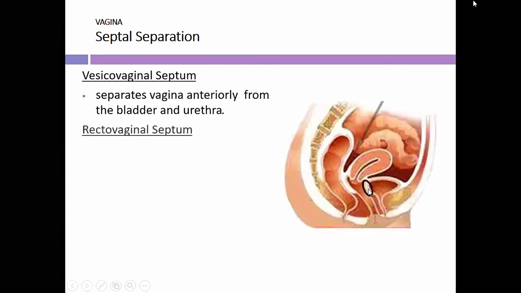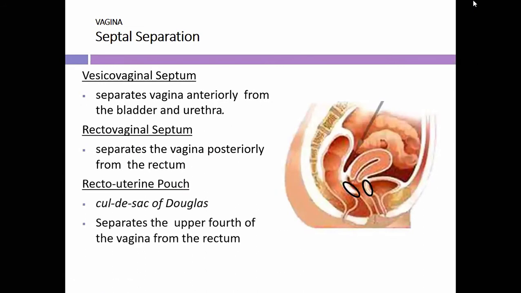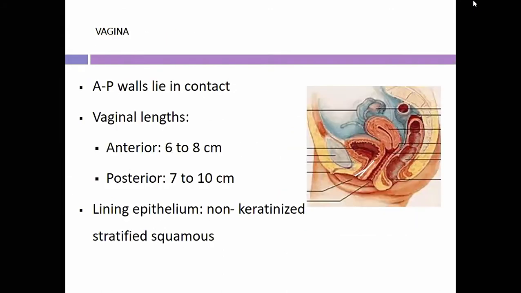And then there is also a septum which separates the vagina from the rectum, which is the rectovaginal septum. On the upper part is the rectouterine pouch, which is separating the upper fourth of the vagina from the rectum. Now, anatomically, the anterior and the posterior walls of the vaginal canal lie in contact. It's not open, but they lie in contact.